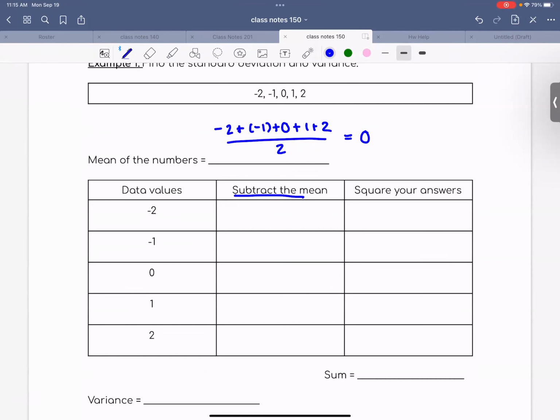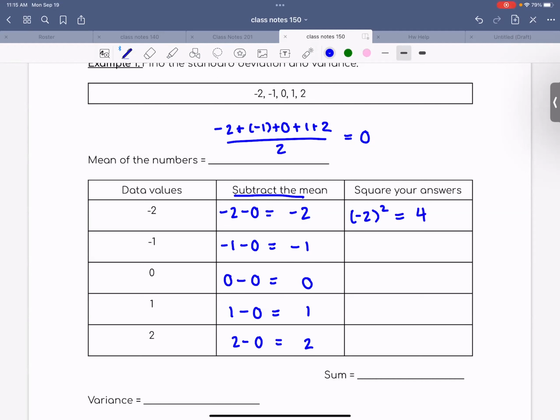So let's do -2 minus 0, -1 minus 0, 0 minus 0, 1 minus 0, and 2 minus 0. Oh, it looks like we got the same numbers, didn't we? Step number 3 says to take our answers and square them. So let's do that. What's -2 squared? 4, right? When you square a negative number, it turns positive. So all of these answers in this column have to be positive.